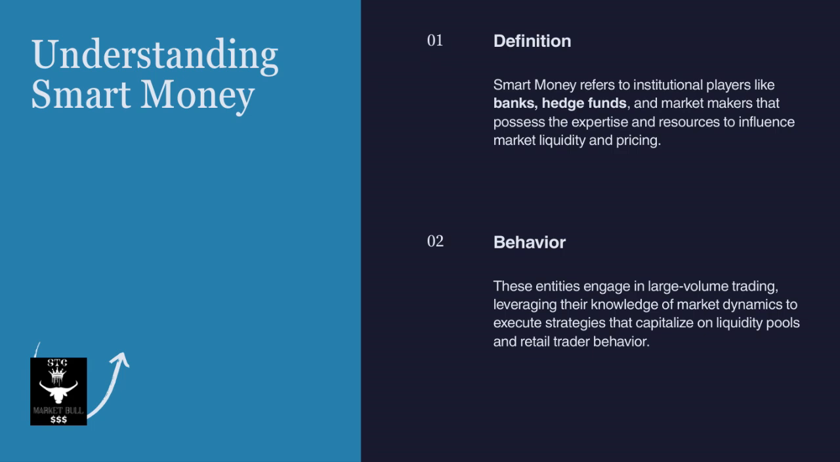When we talk about smart money, we're referring to institutional players like banks, hedge funds, and market makers. These entities have the resources, expertise, and influence to impact market liquidity and pricing. They are the key players who set the tone in the markets, often moving prices in ways that retail traders might not anticipate. Recognizing the behavior and strategies of smart money helps us better understand market shifts and make more informed trading decisions. So, in summary, smart money's actions are a major factor in market movements, and understanding their strategies gives us insight into the broader market dynamics at play.